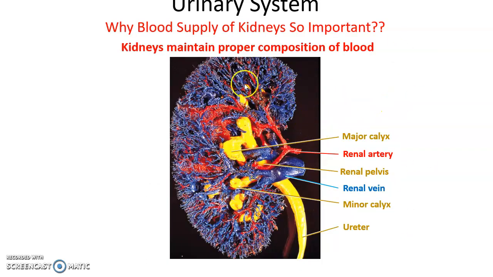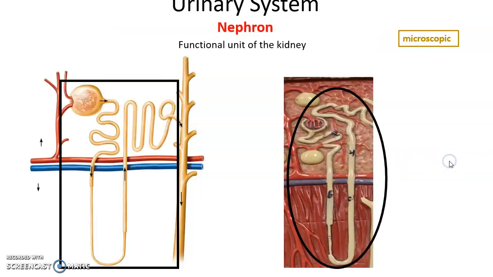All right, so we see here where they have in blue the veins, red is arteries, and then yellow is the calyxes. So lots and lots and lots of blood vessels within the kidney. Of course, because the kidneys are involved in maintaining the proper composition of blood. So there's a lot of blood flowing into and out of the kidneys, entering via the renal artery, exiting via the renal vein.